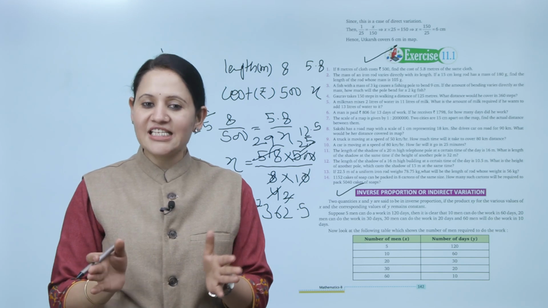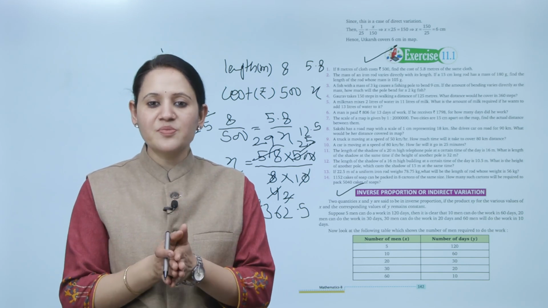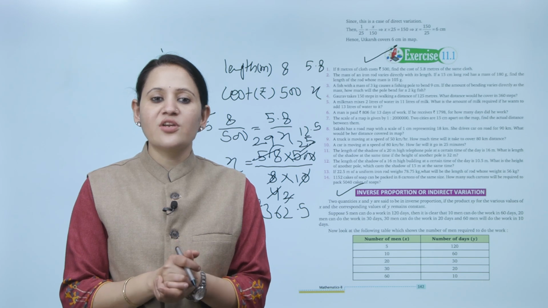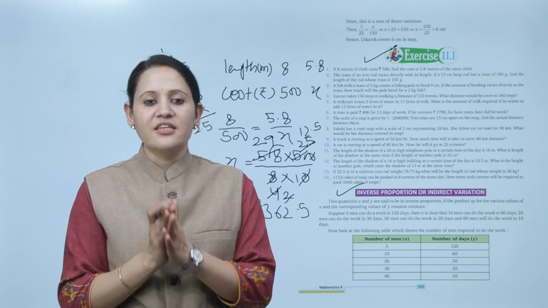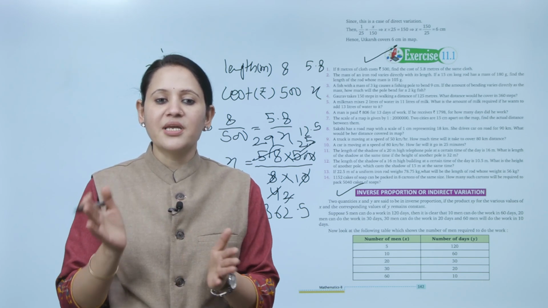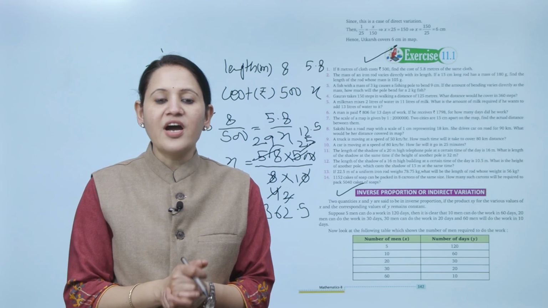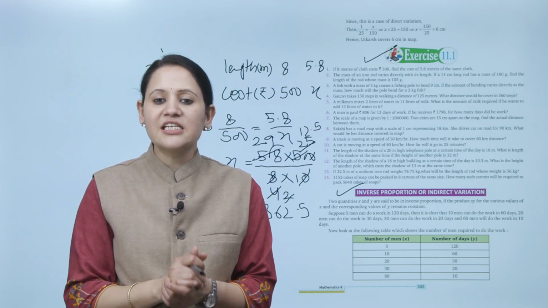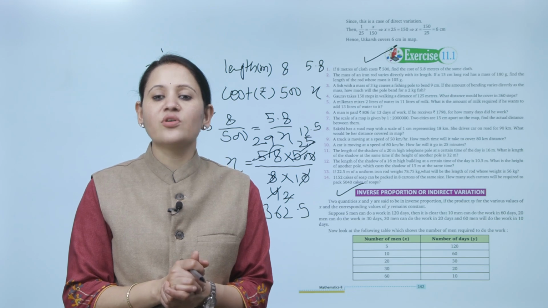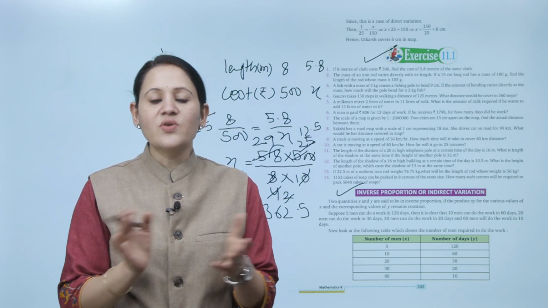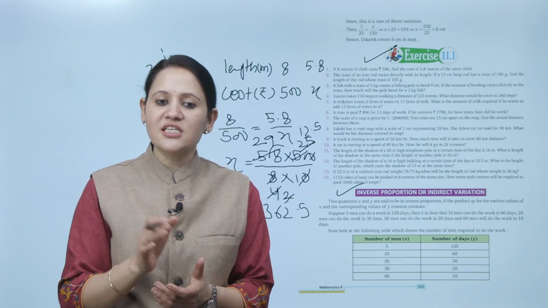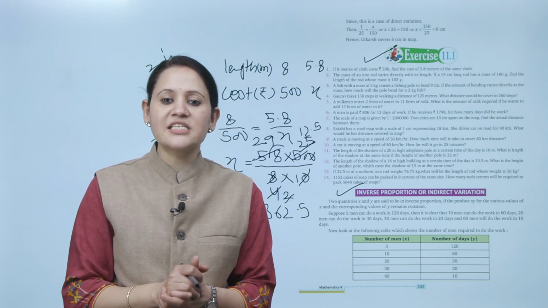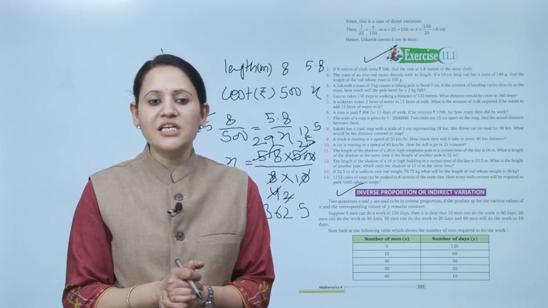Two quantities x and y are said to be in inverse proportion if the product of x and y for the various values of x and the corresponding value of y remain constant. Suppose 5 men can do a work in 120 days, then it is clear that 10 men can do the work in 60 days, 20 men can do the work in 30 days and 30 men can do the work in 20 days and 60 men will do the work in 10 days.